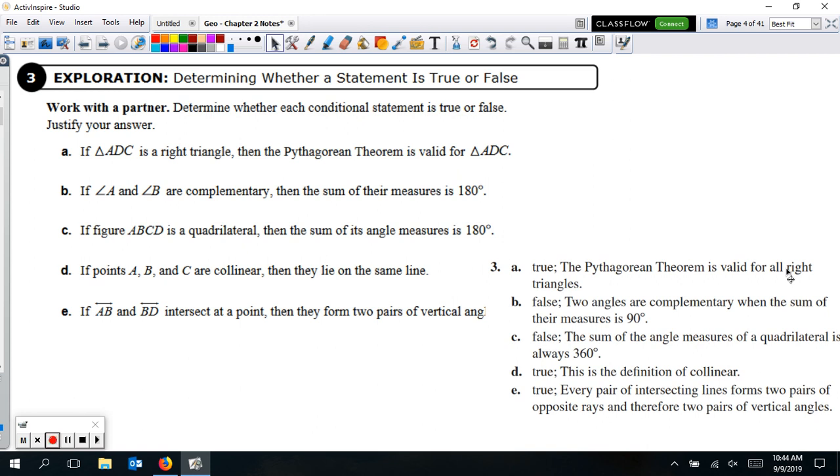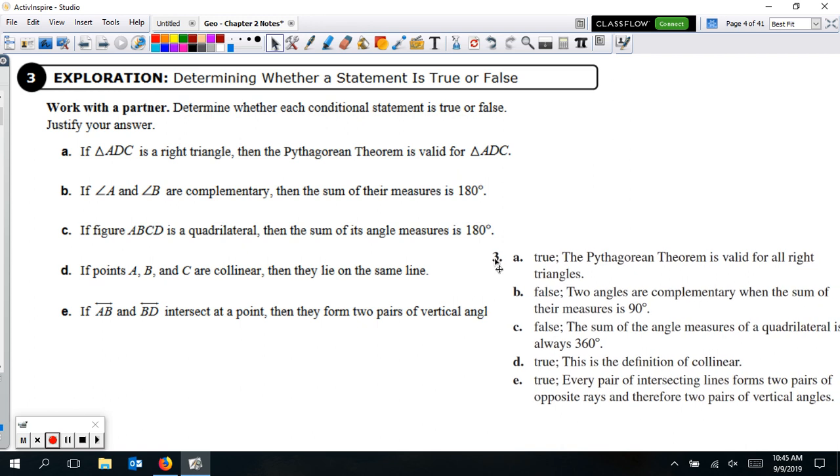E says that line AB and line BC intersect at a point. So if they intersect at a point, it's like X marks the spot. You have a line and another line, X marks the spot where they intersect. Then they form two pairs of vertical angles. Remember, vertical angles are the ones that are congruent, and that's true because it's going to form like an X. And that's really what vertical angles look like, they do form an X. It says every pair of intersecting lines forms two pairs of opposite rays and therefore two pairs of vertical angles. That's more the technical explanation, but you could have explained it a little more loosely than that.